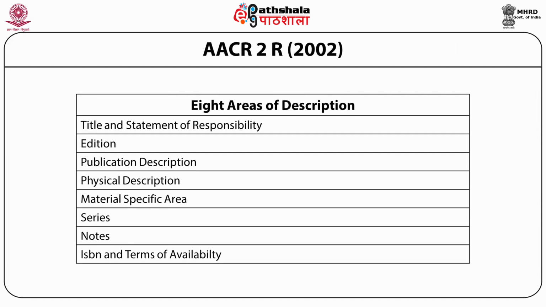Let's take a look at the various areas of description in AACR2 Revised Edition 2002. The 8 areas of description are based on the ISBD format. These 8 areas are: firstly, title and statement of responsibility; secondly, edition; thirdly, publication description; fourthly, physical description; fifthly, material specific areas; next is the series, then the notes section, and last, the 8th area of description, is the ISBN and terms of availability. ISBN is basically the International Standard Book Number attributed to a particular publication.